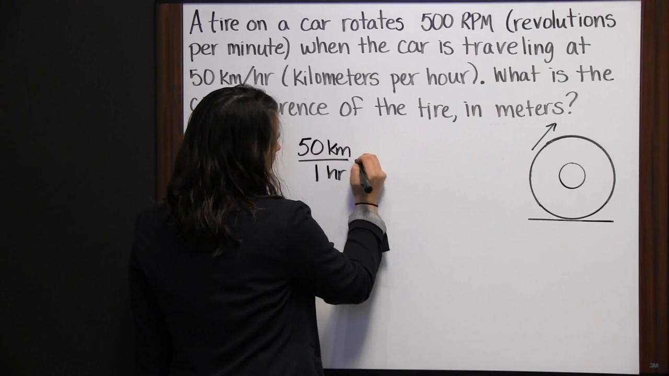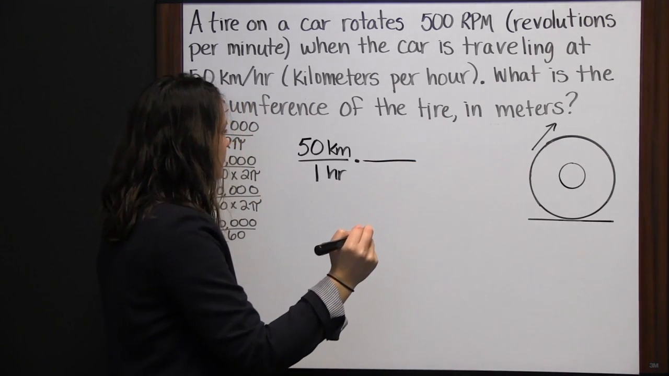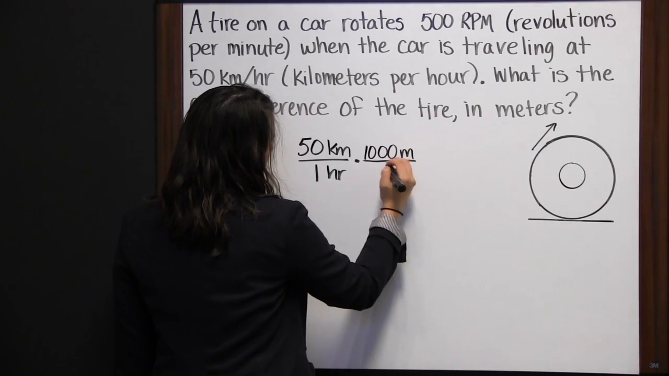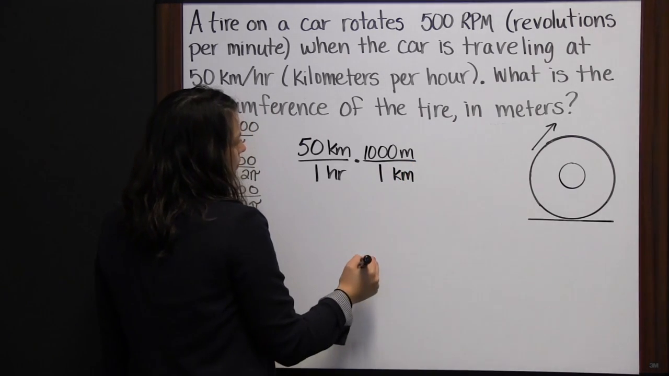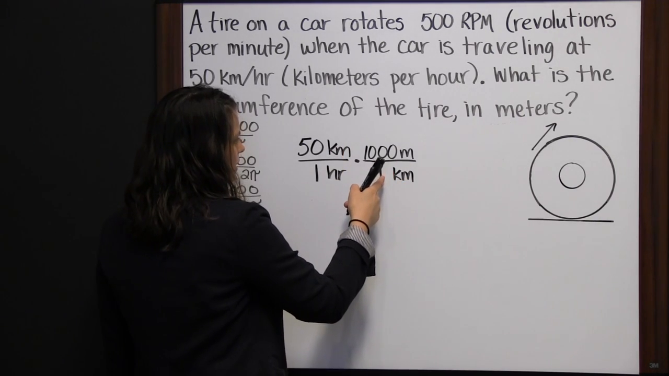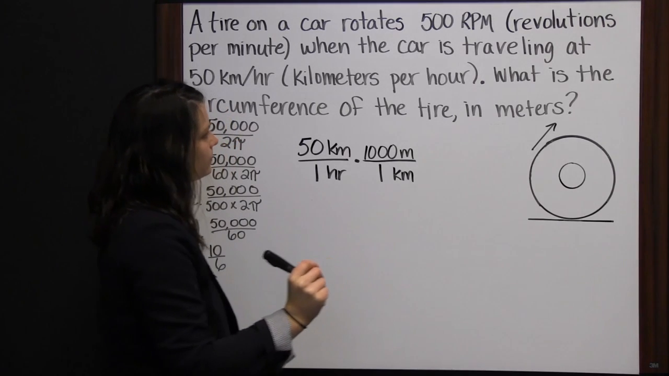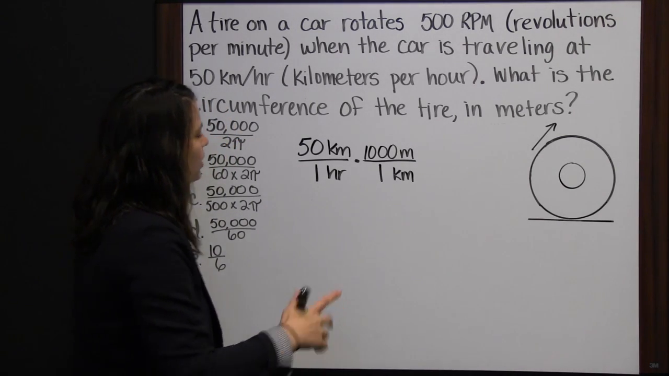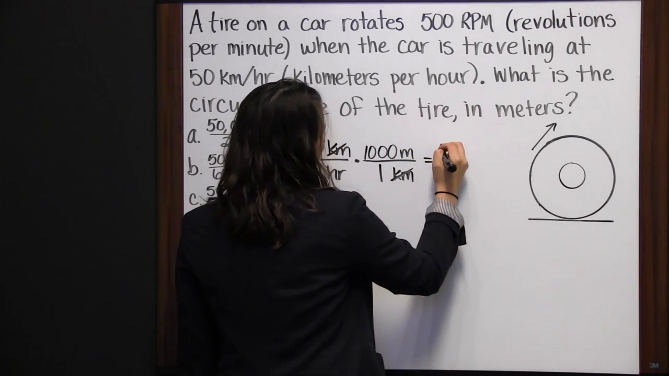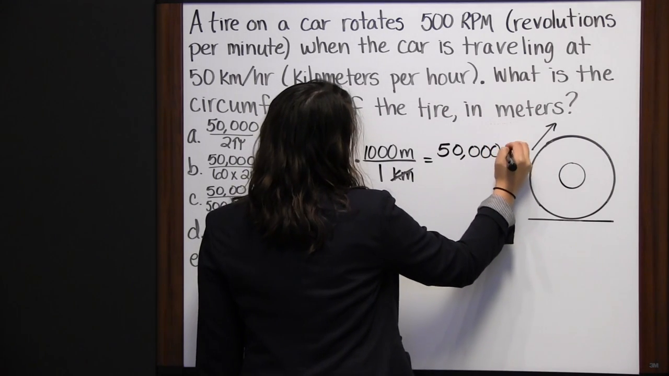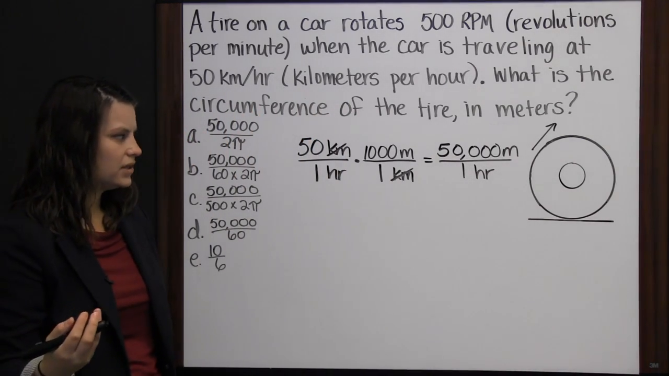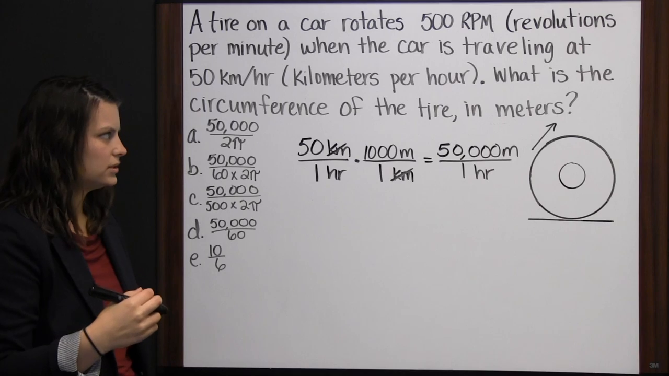So to convert kilometers to meters, I multiply it by the conversion factor of 1,000 meters is 1 kilometer. And when I multiply these fractions, I can cross cancel these units, kilometers, and I'll be left with meters per hour. And I'll go ahead and do that first. So our kilometers cross cancel. 50 times 1,000 is 50,000 meters per 1 hour. So every hour, this car goes 50,000 meters.